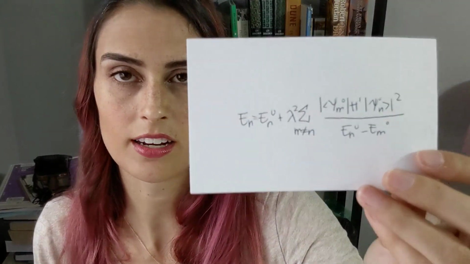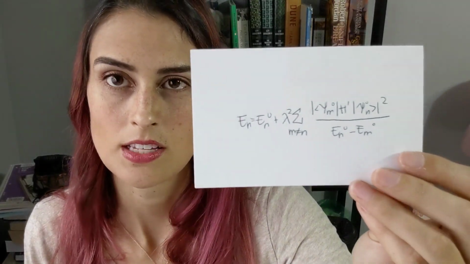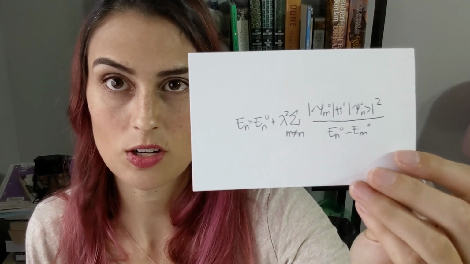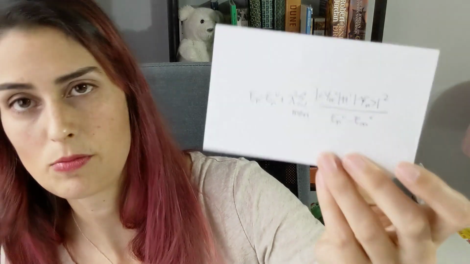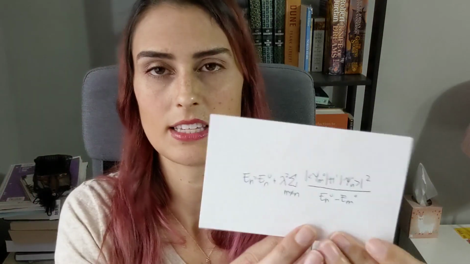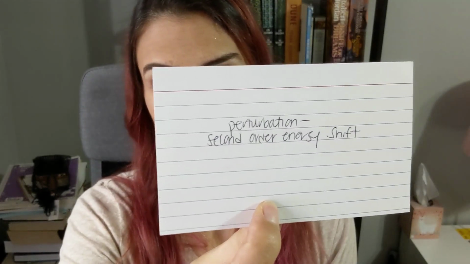All right, here is, again, an equation I wanted to recognize. It says E sub n is equal to E sub n 0 plus lambda squared, and then the sum over the inner product of h prime with psi sub m and n of 0 squared over En 0 minus Em 0. So basically, this is a second order energy shift for perturbations.